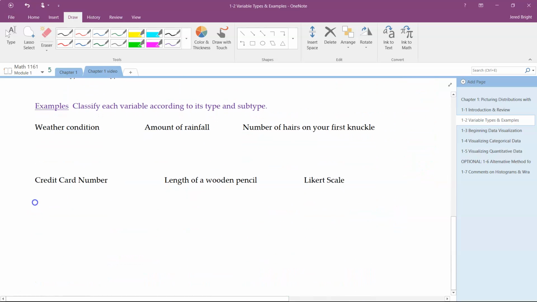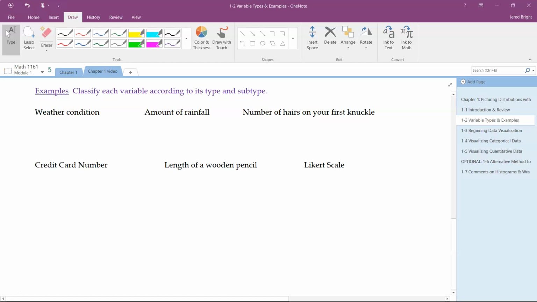Okay, so here are some examples. I want you to pause the video in a moment and think through these on your own. I just want to clarify a couple. Weather condition, I'm talking like sunny, cloudy, rainy, etc. Amount of rainfall, typically they say we get 1 to 2 inches. And the Likert scale we already talked about, so surprise, surprise, you already have this as a categorical ordinal variable. The rest, I want you to pause the video, try them out, and resume when you're ready to see the answers.